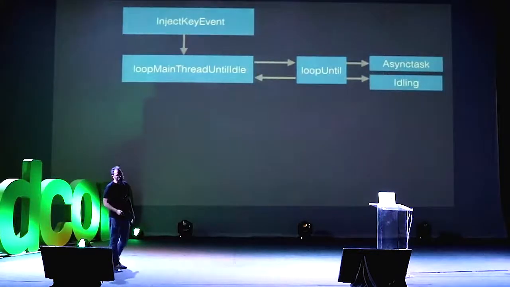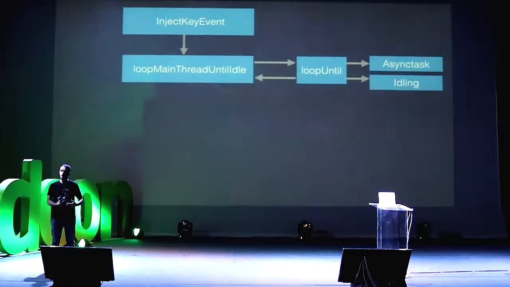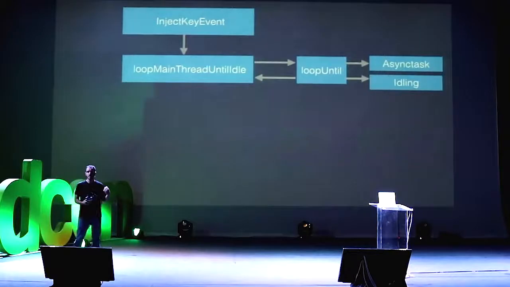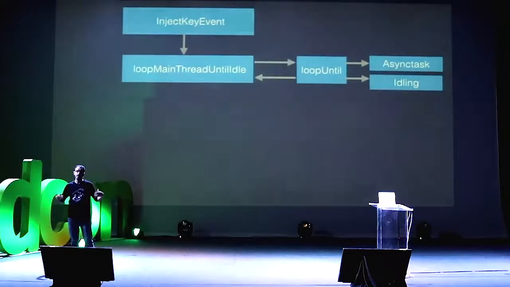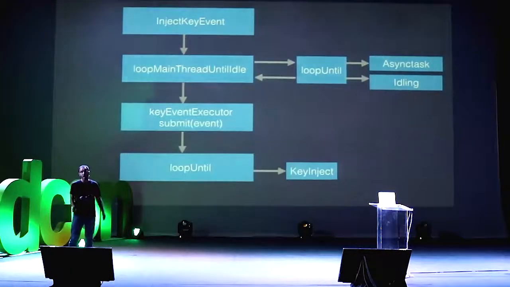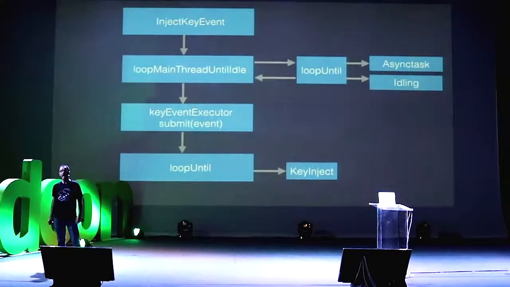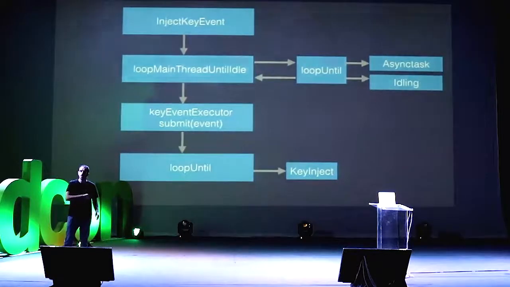But Espresso is not only waiting for the main thread. Espresso is also waiting for the AsyncTask, because there are operations like AsyncTask that happen in the background. So you don't want to do the key event until the AsyncTask is done. And of course, the idling resource is the same. I don't want to do an operation until the queue of idling resources is done. Once everything is okay, I submit my key event executor in the executor service. And then, again, Espresso waits until everything is okay to inject the event.